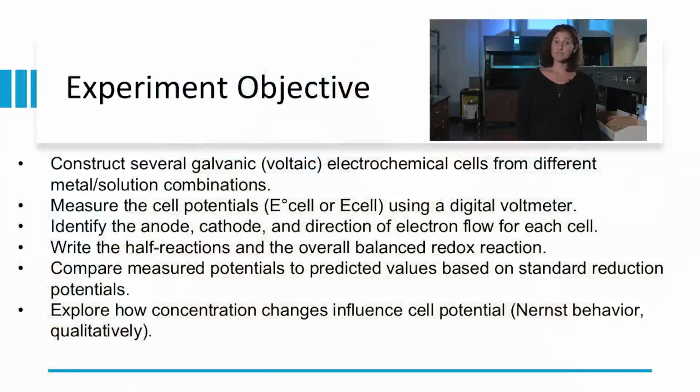We're going to measure the cell potentials with our voltmeters, and then we're going to identify our anode, our cathode, and the direction that the electrons are flowing. We're going to write our half reactions as well as our balanced equations when we're done.